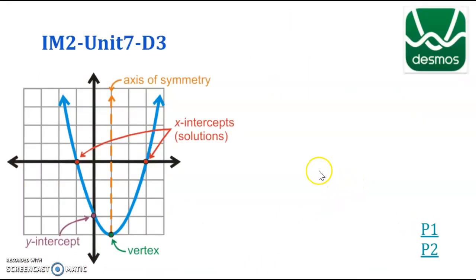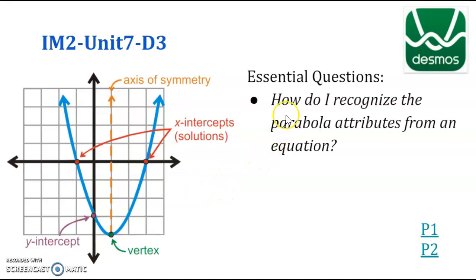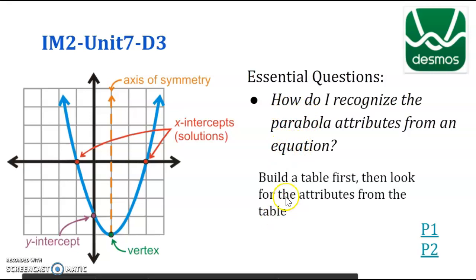Okay, so I'm sorry about the internet and power issue last Tuesday. Hopefully it's going to work better. I am going to review some of the work that I did not actually get to do with you. To do that, I am going to ask you to start a new Desmos activity where you are asking yourself, how do I recognize the parabola attributes from an equation? And to do that, you're going to build a table first, then look for the attributes from the table.